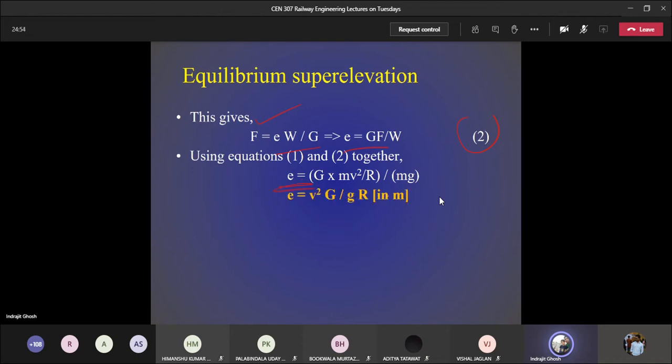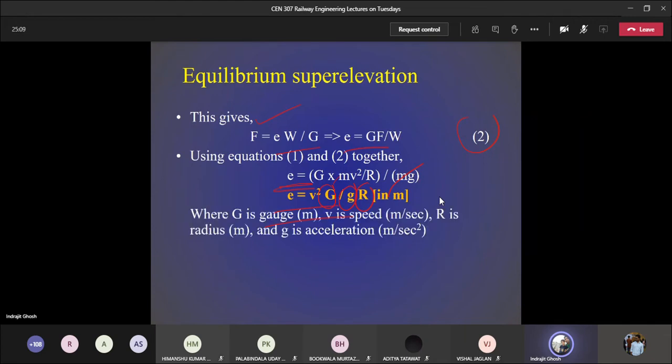After cancelling everything, E is equal to G v squared over g R. This is capital G, this is small g, this is capital R. This E is in meters. Now it is very unlikely that super elevation will be in meters. In this equation, G is in meters, which is quite normal. v is in meters per second. R is in meters, which is normal. g is in meters per second squared. This is okay.